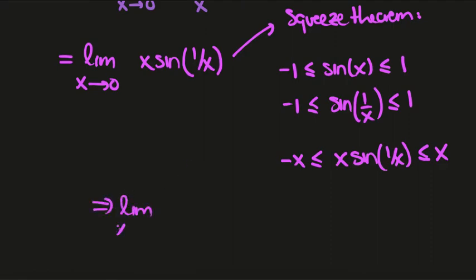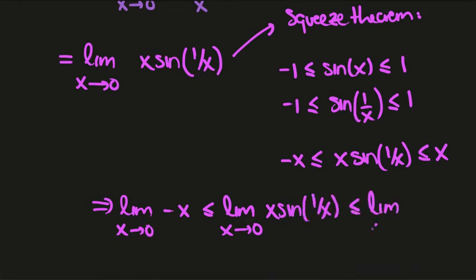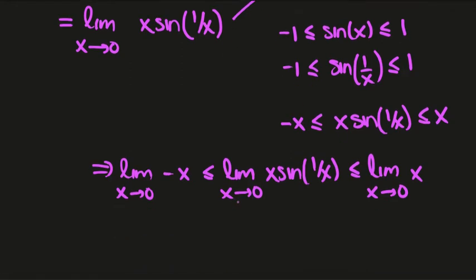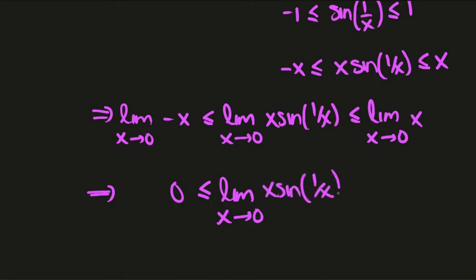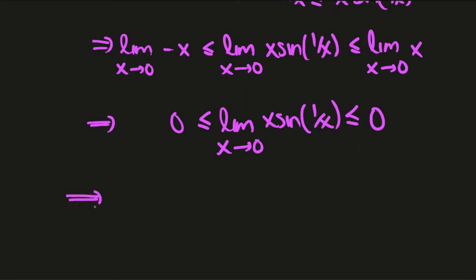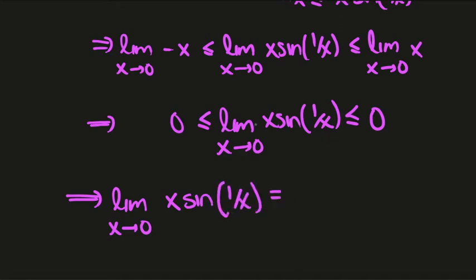Now we see that the limit as x tends towards 0 of minus x is less than or equal to the limit as x tends towards 0 of x sine 1 over x, but this is less than or equal to the limit as x tends towards 0 of x. I've just put limits in this series of inequalities. Now as x tends towards 0, minus x is going to be 0. And then we have the limit of x sine 1 over x. But x obviously tends to 0 as x tends towards 0. From this, we observe that the limit as x tends towards 0 of x sine 1 over x is bounded below by 0 and bounded above by 0, so it better be 0.